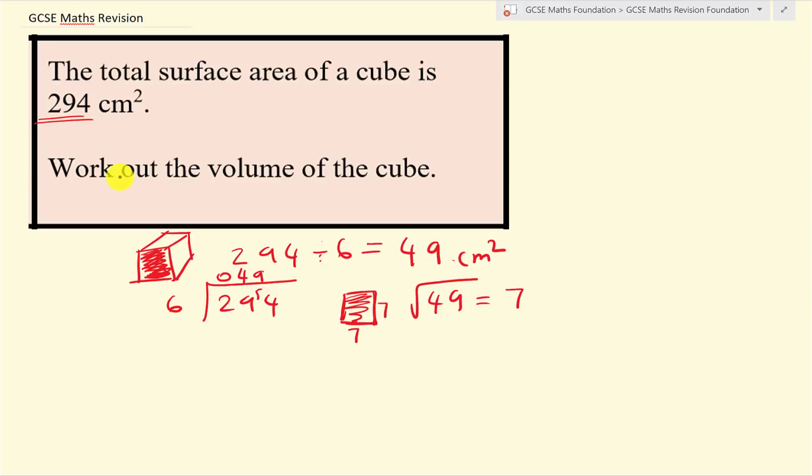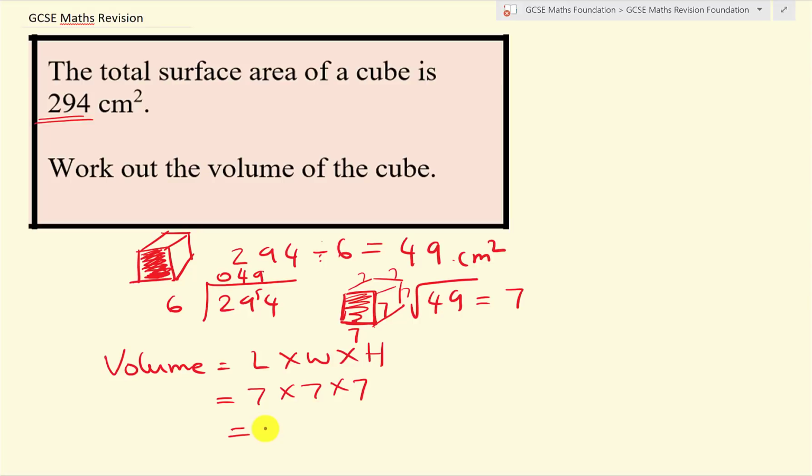Now it's asking us to work out the volume of the cube. Because it's a cube, length, width and height are all going to be 7. So we know to work out volume, we do length times width times height. Because the length, width and height are the same, we're going to times 7 by 7 by 7, and that's going to give us 7 times 7 is 49.